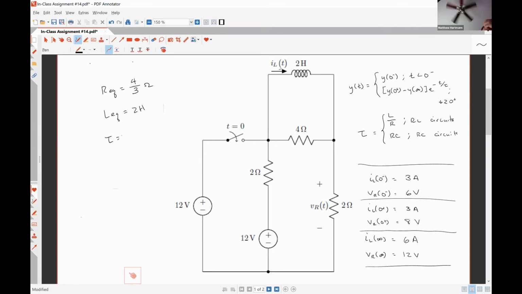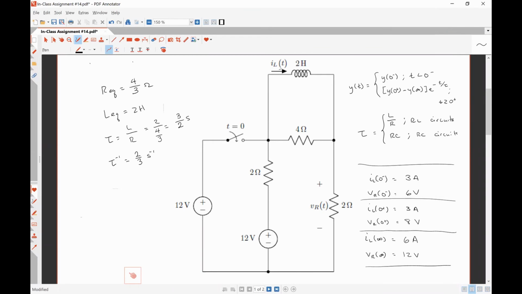So tau, because this is an RL circuit, is L over R. That's 2 divided by 4/3, which is 6/4, the same as 3/2 of a second. And the inverse of tau is then 2/3 per second. Everybody follow my math there? Yes, sir.